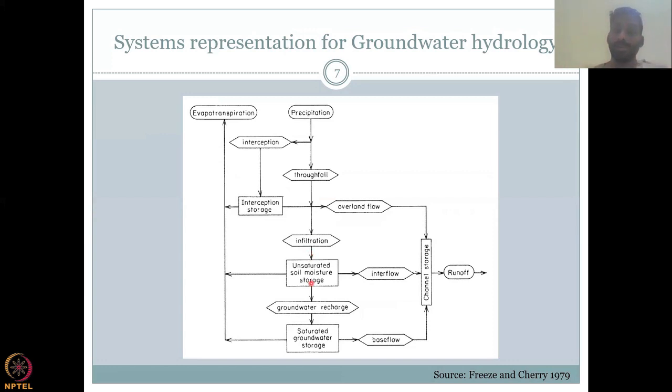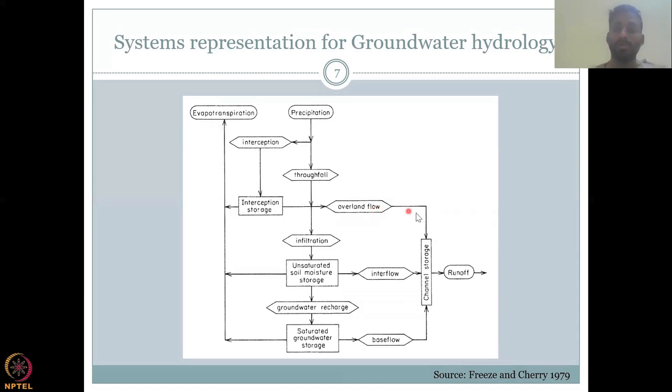Once it goes into infiltration, the first zone it sees is the unsaturated zone. Unsaturated means not full with water. So the water will enter the unsaturated zone and improve the storage, and part of it goes to plants or evapotranspiration. Since it is the first zone, there are a lot of roots, and the roots can eventually take water and contribute to evapotranspiration.